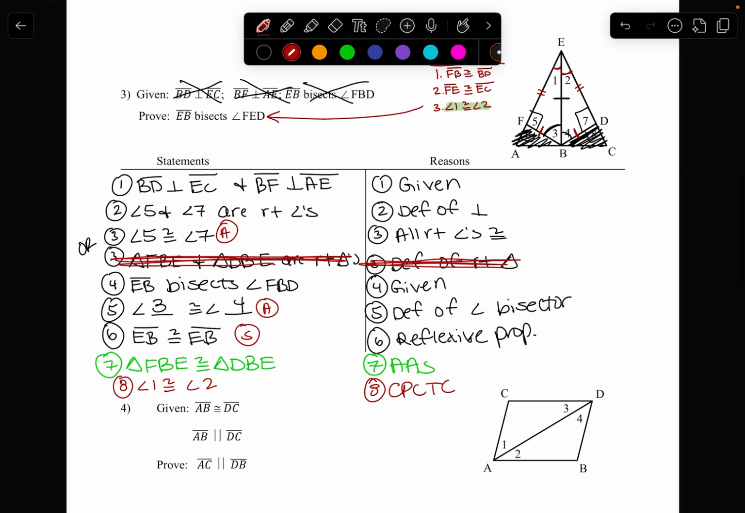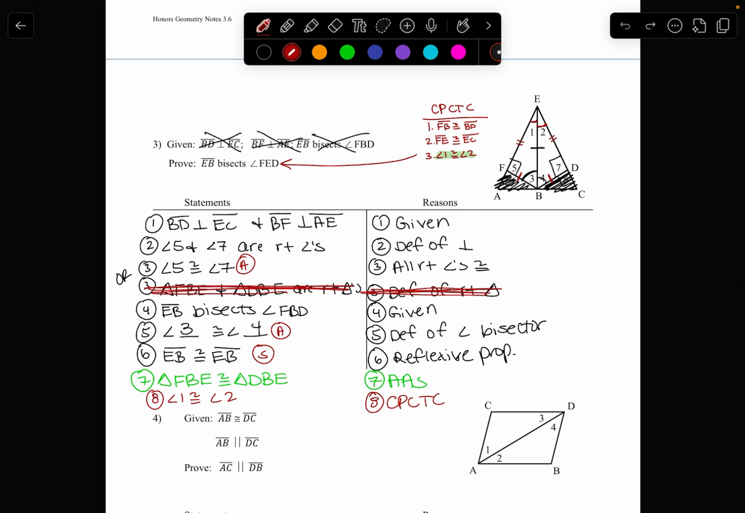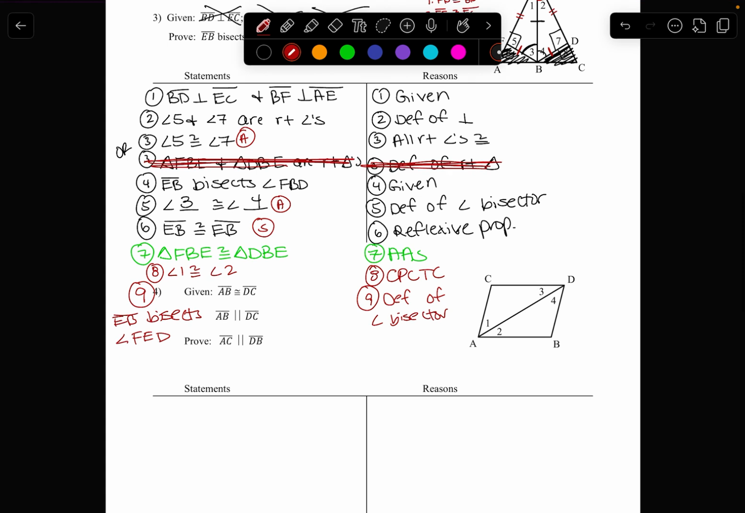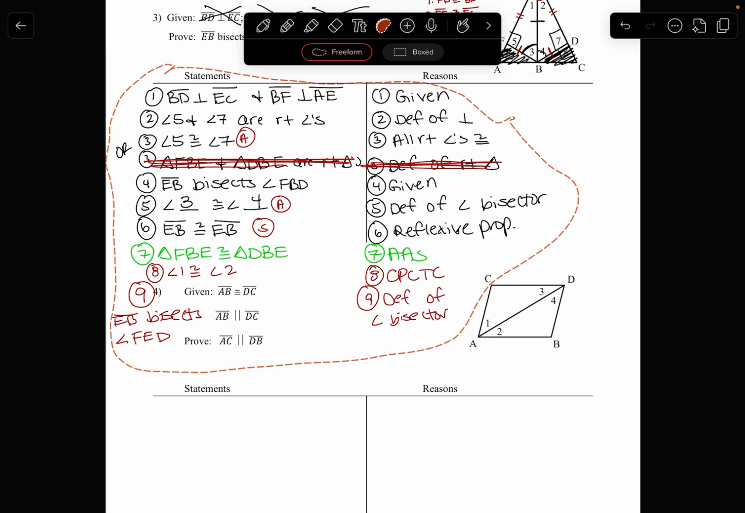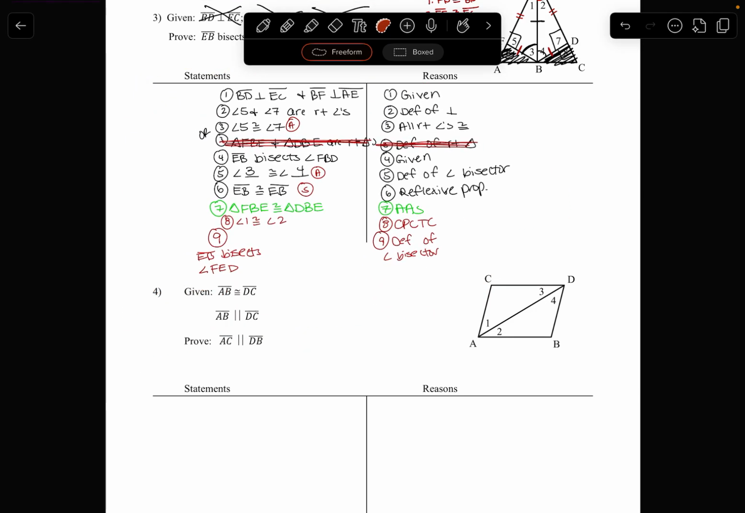And I just grabbed that from my CPCTC list, right? I just grabbed it from there, which is why it's there. And then my last thing that I can write down, which would be number 9, I'm running out of space, I apologize. Number 9 is going to be that EB bisects angle FED, and my reason is just definition of angle bisector. Okay, so that is how CPCTC works. Hopefully that makes sense. Okay, I am going to grab and shrink, grab and shrink, grab and shrink, so that it all fits here-ish.